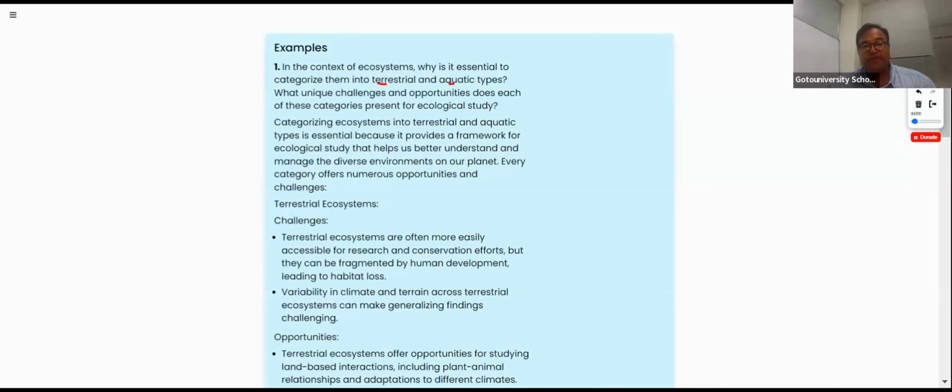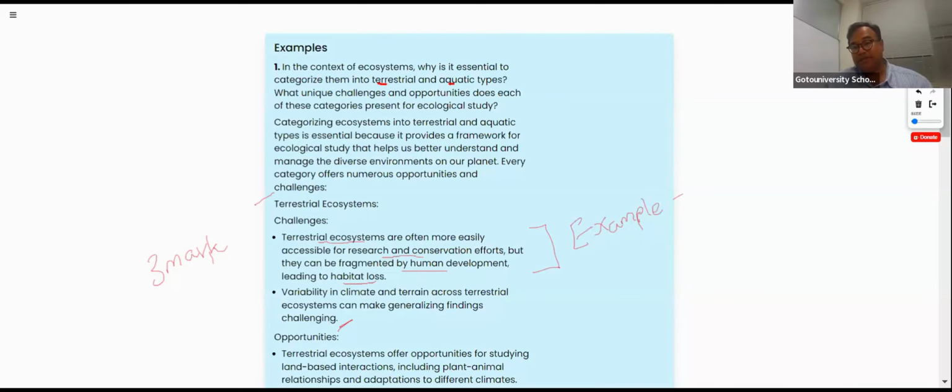And second, terrestrial ecosystems are more easily accessible for research and conservation efforts, but they can be fragmented by human development, leading to habitat loss, right? This is a challenge. So, for example, let us consider this question. If the board asks a 3 mark question, here we need to give an example. Why? Because in the marking scheme which is given to the teacher to evaluate your answer sheet, they will be checking whether you have written the example or not for the challenges.